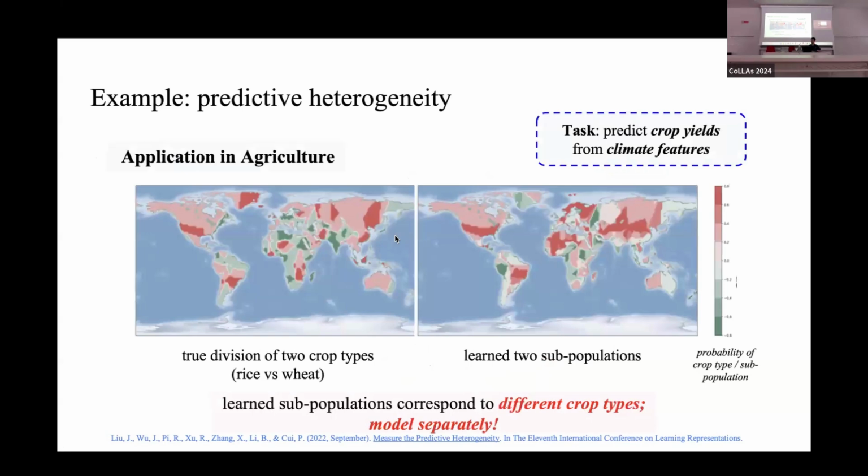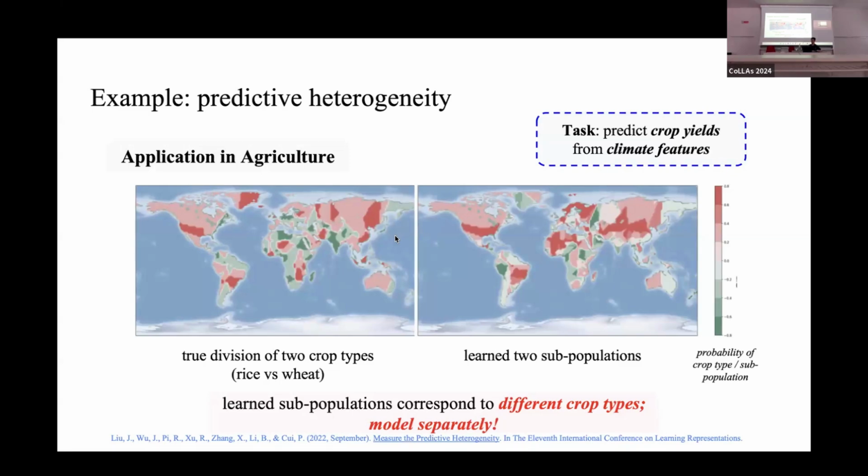Here we first use an example from the application of agriculture, where we want to predict crop yields from some climate features, like temperature, wind speed, or something else.